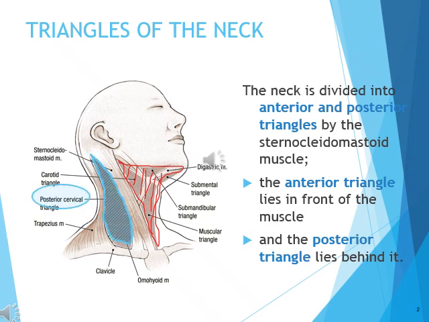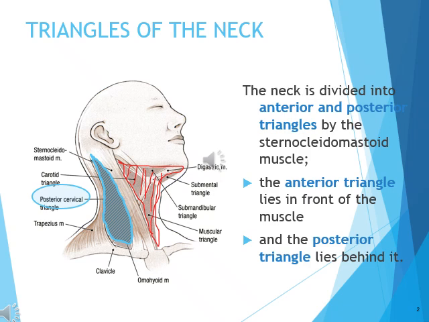Now let's begin with a foundational concept in cervical anatomy, the triangles of the neck. These anatomical zones aren't just theoretical divisions. They serve as practical guides for surgical access, trauma evaluation, and diagnostic precision. The neck is divided into two major triangles by the sternocleidomastoid muscle.